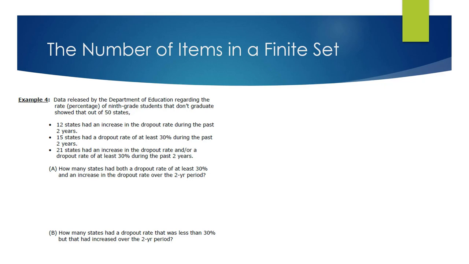A, how many states had both a dropout rate of at least 30% and an increase in the dropout rate over the 2-year period? So it's an and. And B, how many states had a dropout rate that was less than 30% but that had increased over the 2-year period? For this, it's going to be a good idea for me to come up with a Venn diagram and define what these are.